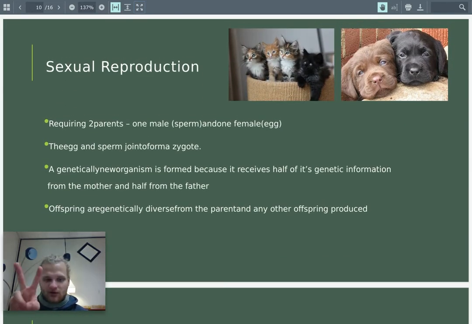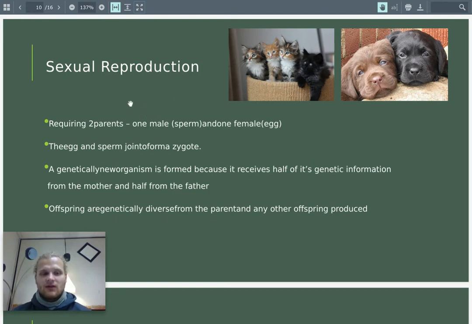Now we're talking about two parents. We've got the mom and the dad, and they're going to come together to make offspring. We have genetic material coming from mom and genetic material coming from dad, and they're going to combine to make offspring that are part of mom and part of dad. So we've got our cute kittens and our dogs. I love labs. They're pretty awesome.